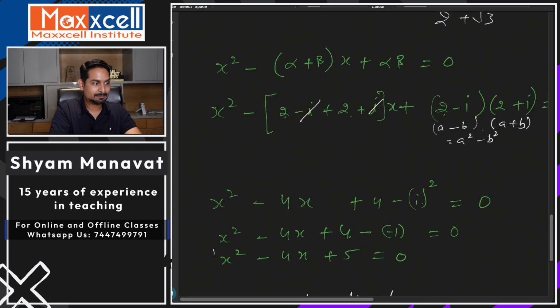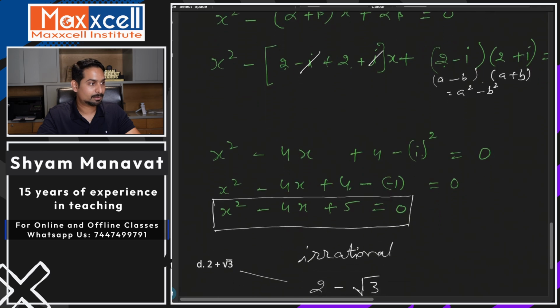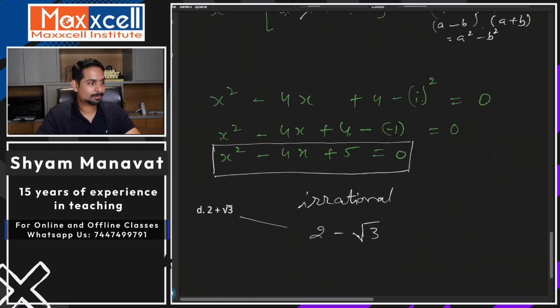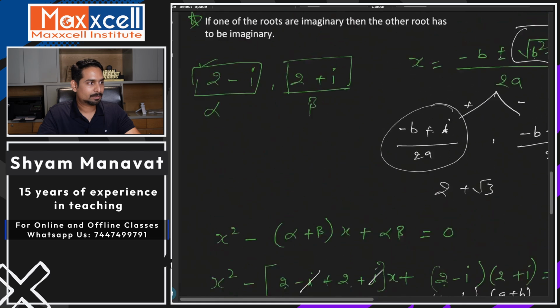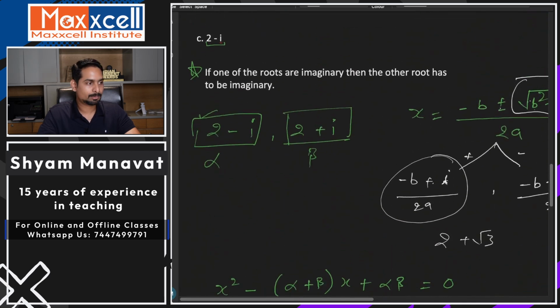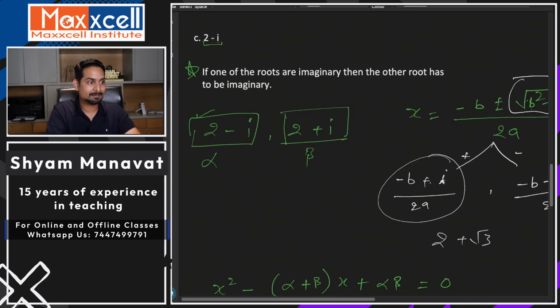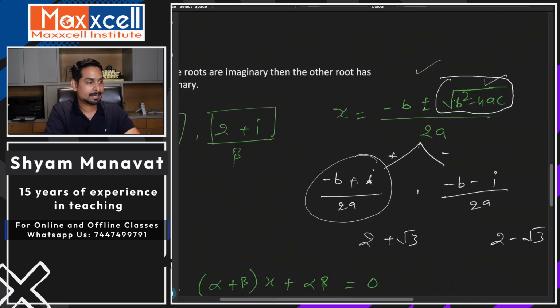Yeah, concept builder. We are building concepts. That's why I'm trying to write all the steps in detail as much as possible. Are you clear? Only one root is given, imaginary. No problem. You can say what the other root is by changing the sign of only the imaginary part. If it was 2 minus i, the other root has to be 2 plus i. Change the sign of only the imaginary part. And you need to understand why.